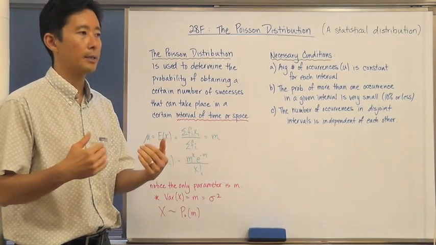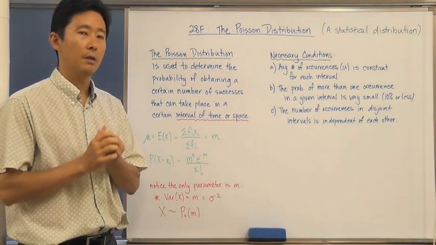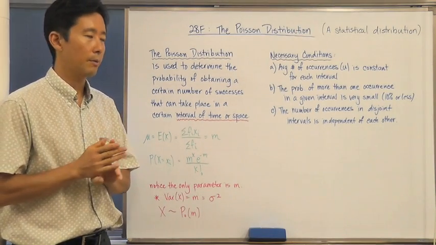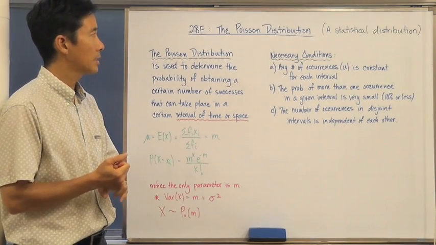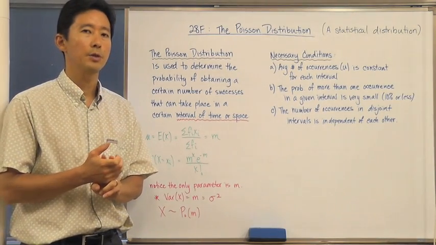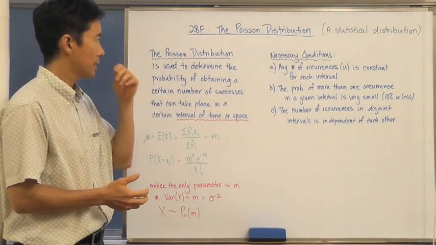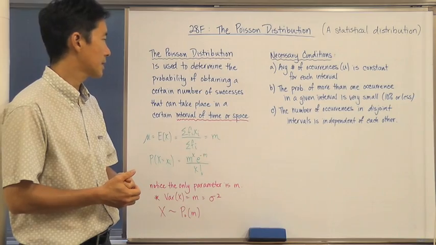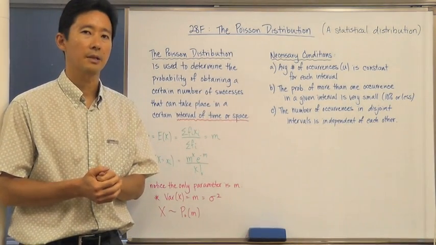And we have to go back to think about what we're dealing with. We had the normal distribution, we also had the binomial distribution, and those are the two that we really looked at in the standard level material. The Poisson distribution is going to be the last distribution that we're going to look at for the higher level core material. And it is used basically to determine the probability of obtaining a certain number of successes that can take place in a certain interval of time or space.